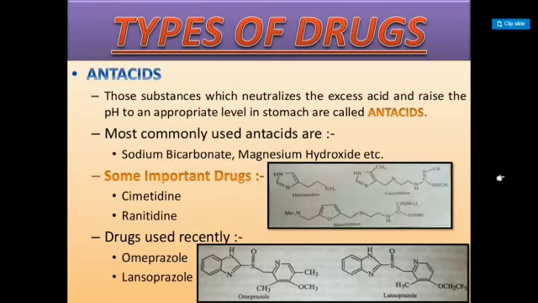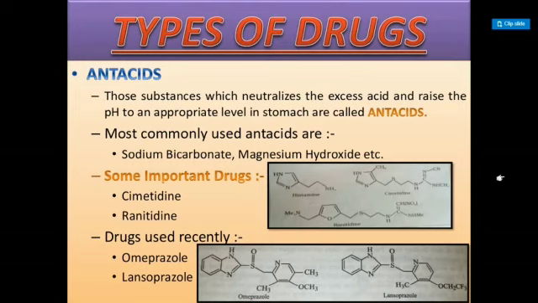Now, types of drugs. Antacids are one example, and very common drugs which are available in every house in India, I think. Those substances which neutralize the excess acid and raise the pH to an appropriate level in the stomach are called antacids. The most commonly used antacids are sodium bicarbonate, magnesium hydroxide, etc. These are chemical names, but actually we purchase drugs by commercial names.